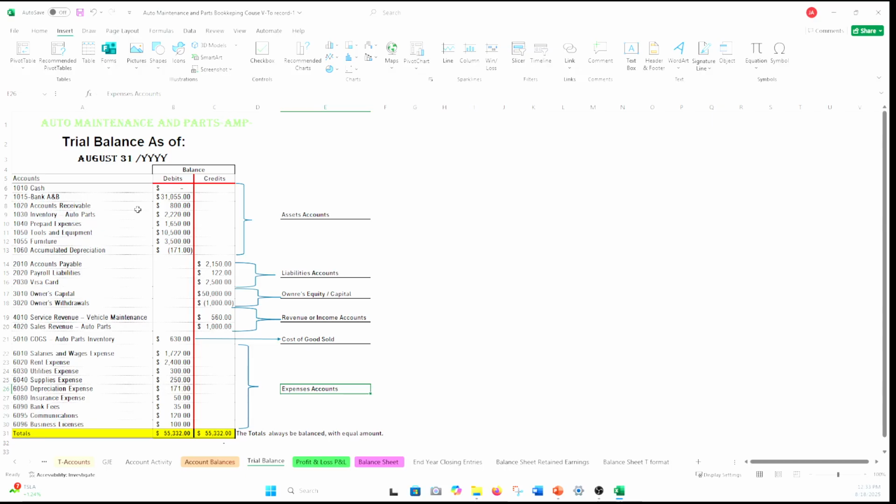So which includes all the accounts, and this is just to refresh. These are the assets accounts, the liability accounts, the owner's equity accounts, the revenue accounts, the cost of goods sold account, and the expenses accounts. Alright? So that's what we say in the definition. Trial balance is the list of all the accounts for that company with the balances.